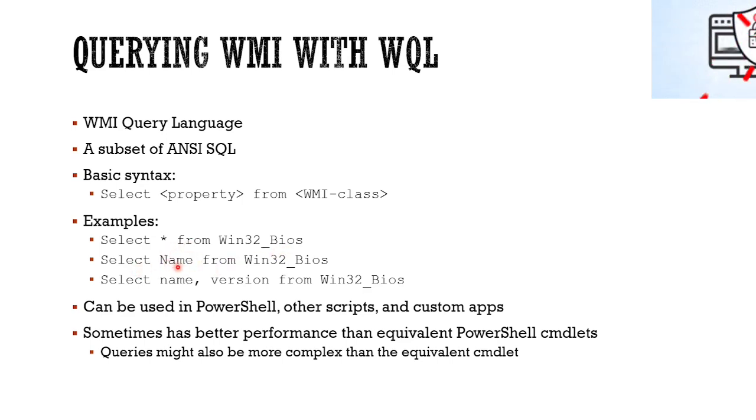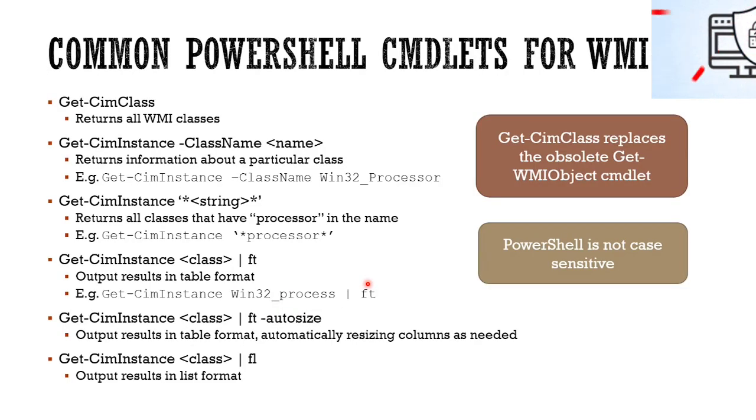So if you wonder what all of the properties of a particular class are, come back to this PowerShell cmdlet. Get-CimInstance -ClassName, whatever you want, and you run that, and it'll show you all of the properties. And you can go, name, version, this, that. Oh, I want these two, or I want these three.